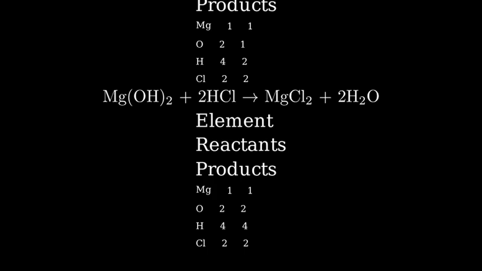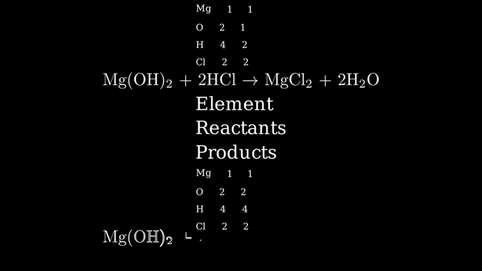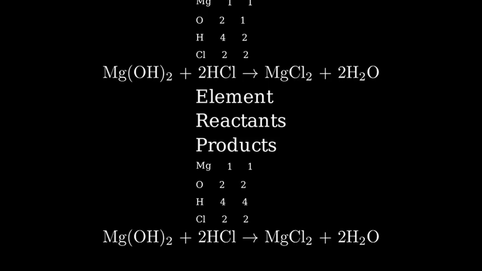Let's verify our final balanced equation. The balanced equation is magnesium hydroxide plus 2 hydrochloric acid yields magnesium chloride plus 2 water molecules. Let's check. We have 1 magnesium, 2 oxygens, 4 hydrogens, and 2 chlorines on both sides. Perfect. Our equation is now balanced.